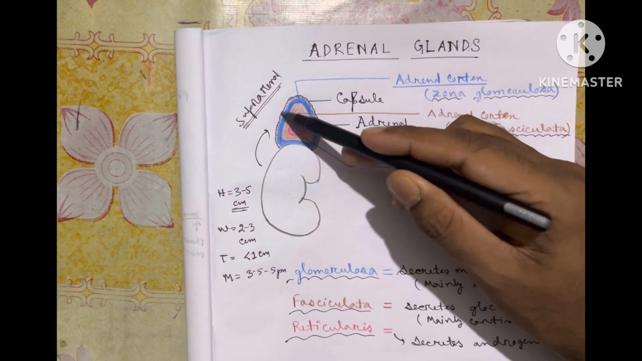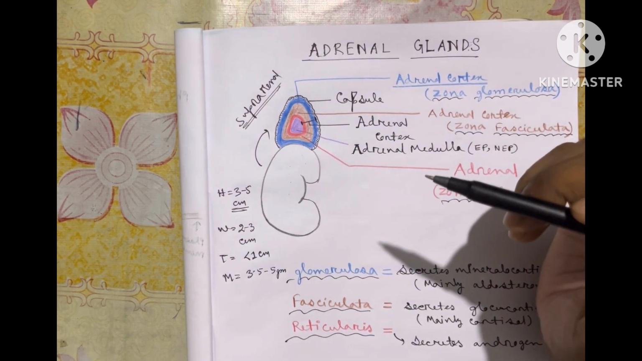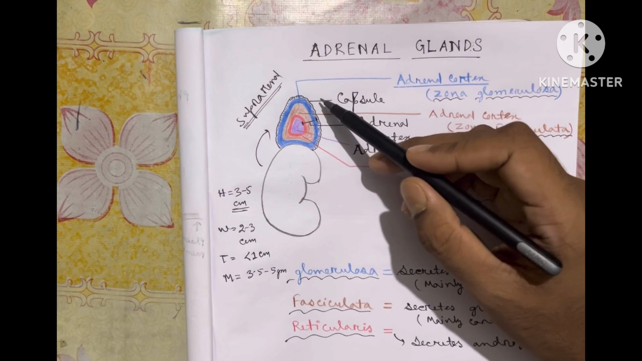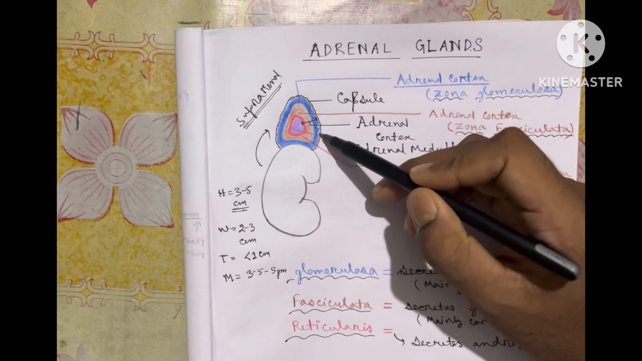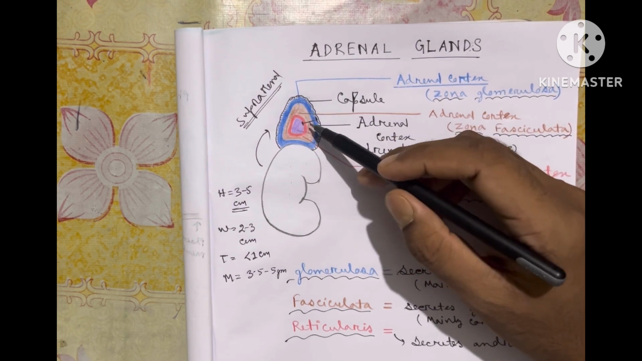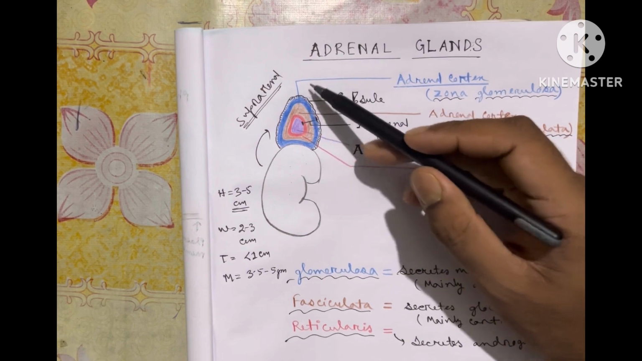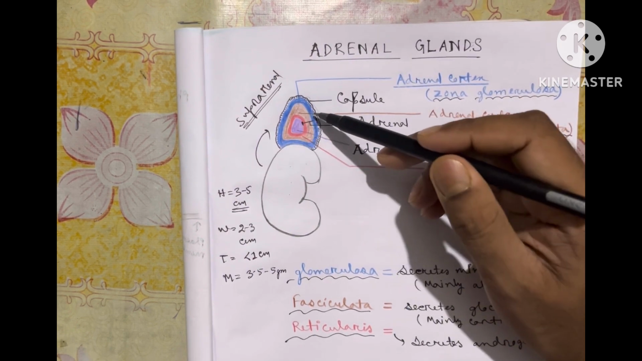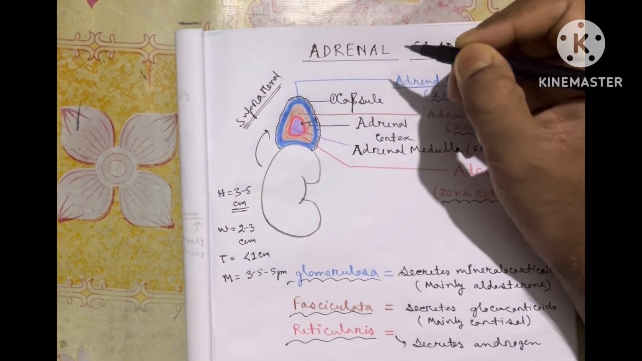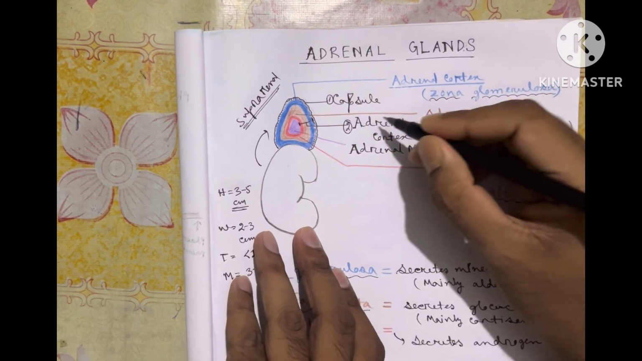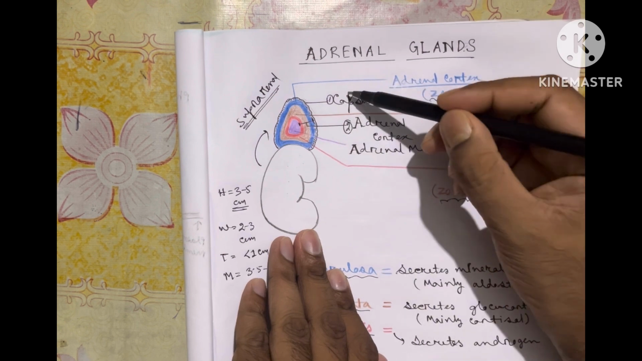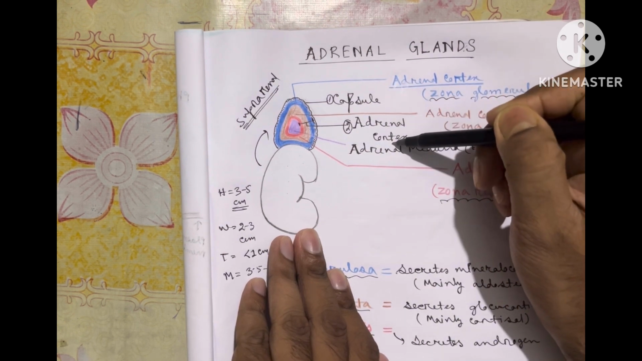If we go from the external to the internal direction, from outer to inner, first we come across this kind of capsule which covers the adrenal gland. So this is the covering. Capsule is one part, and the next part is the adrenal cortex. So first, a very thin layer is called the capsule. Then we have the adrenal cortex.